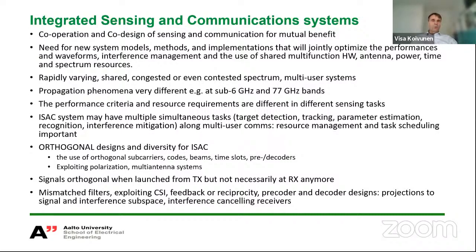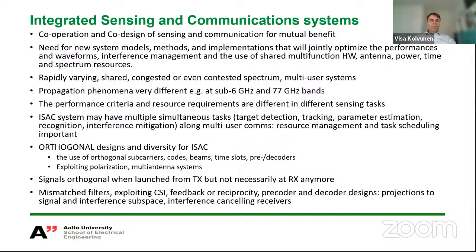By using this type of integrated system, one way to design the system is to try to make it orthogonal. You could think of using orthogonal subcarriers, orthogonal codes, orthogonal beams, then doing the design in the time domain, using time slots, and making sure that the interference and the signals of interest live in different spaces. Design precoders and decoders, or both of them, to make sure that you experience less interference, and also use different sources of diversity: polarization, frequency, spatial diversity, and so on.